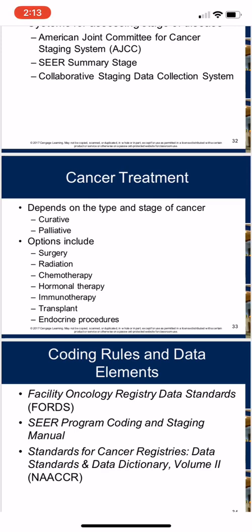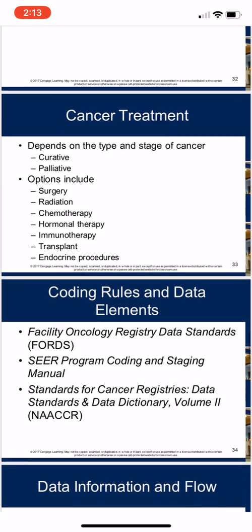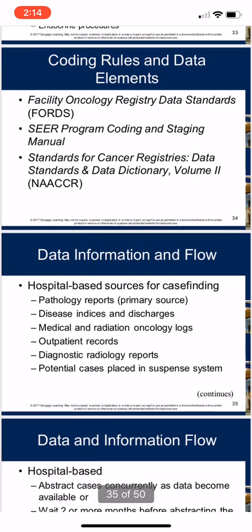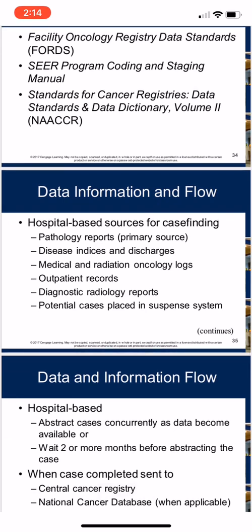There are surgery codes for cancer-directed procedures done to the primary site, regional lymph nodes, and distant sites. Radiation codes exist for types of radiation, radiation volume, radiation doses, as well as the date the treatment ends. Codes for other treatment modalities are not as extensive as those for surgery and radiation. All right, be sure to read through the section on coding rules and data elements. I'm not going to cover that section. I'm going to get down to data flow, data and information flow.